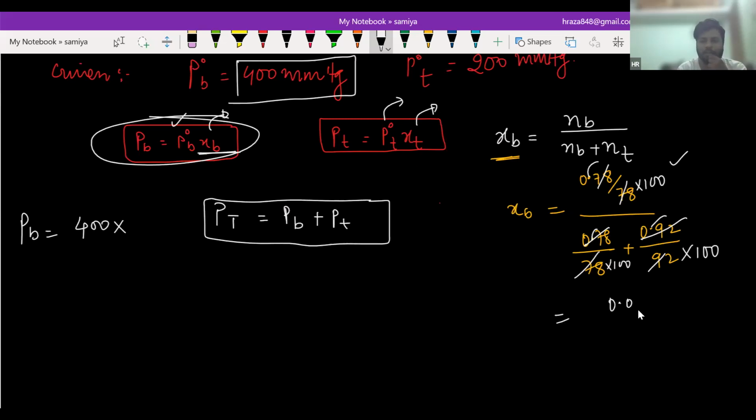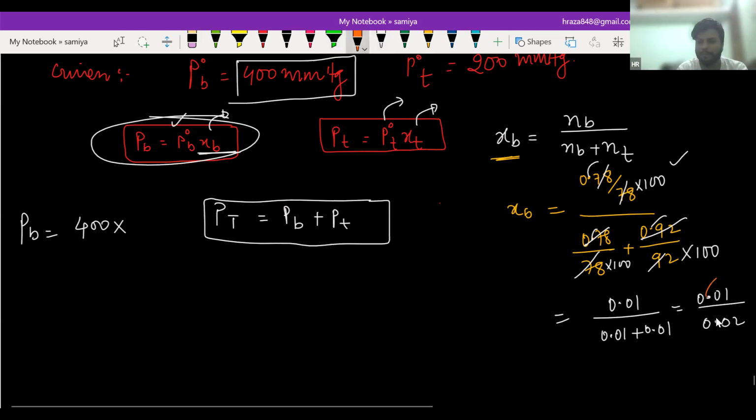1/100, that means 0.01. 1/100, that means 0.01 plus 0.01. The numerical value I have given in the question is very easy to solve. Now you can see 0.01 upon 0.02. Now the decimal can be easily cancelled, and the mole fraction of benzene is 1/2.